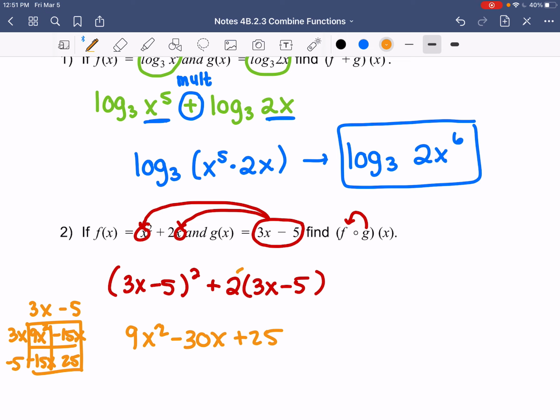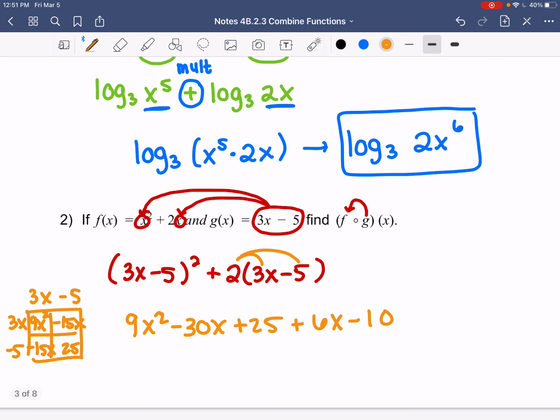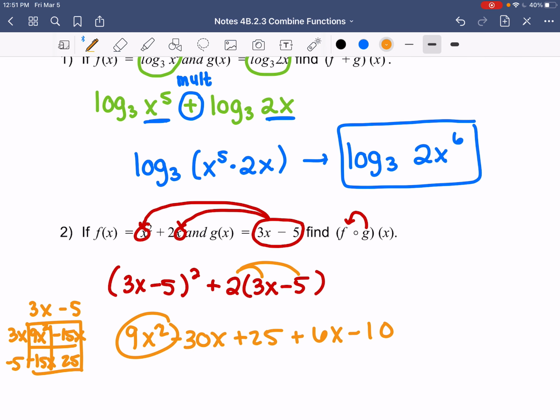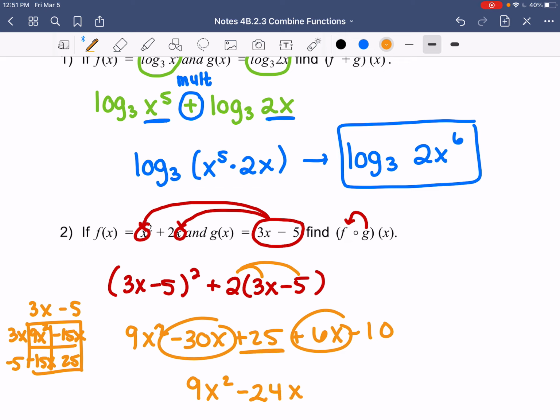And then here we can just distribute. We don't have to do a box method or anything, so we get plus 6x minus 10. We're going to combine like terms for our final answer, so we have 9x squared. There's no other x squareds to combine. There's a negative 30x and a positive 6x. When you add those, you get negative 24x. And then we can combine our 25 and our negative 10 to give us 15.